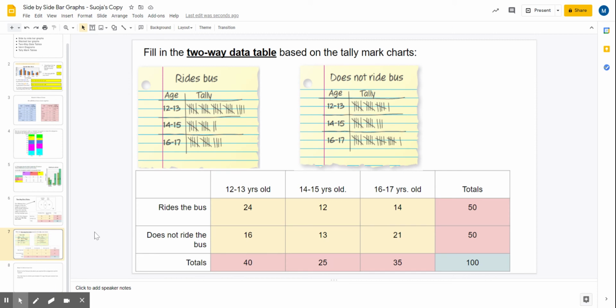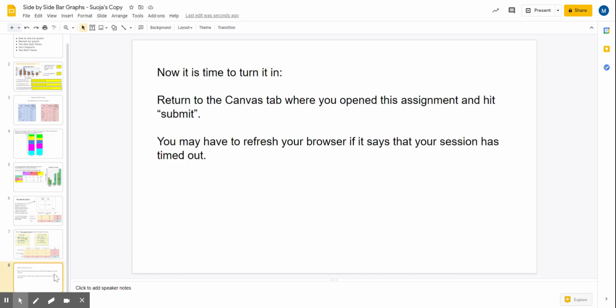Your homework is very similar. You need to get into Canvas, click on the Cami worksheet, and do the homework. To turn this in, just return to the Canvas tab where you opened, and you should be able to hit submit. Sometimes you have to resubmit or refresh your browser if your session has timed out, but refresh your browser, all the work you just did will show up there in Canvas, and go ahead and hit submit.